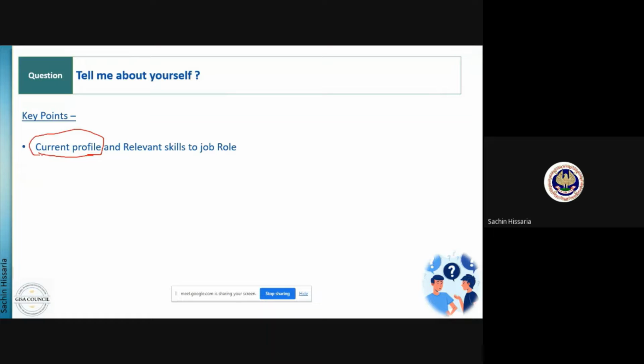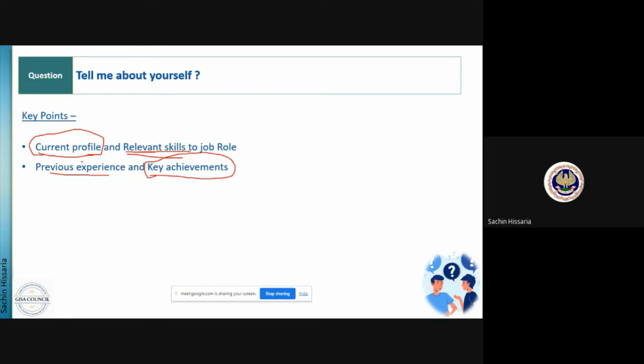That this is my current profile. I will also share my own introduction, that if I am appearing for an interview, how I would introduce myself. So we'll include the current profile. What are the relevant skills that you have for the job role that you are applying for? We need to highlight those relevant skills. And then we need to talk about the previous experience and the key achievements from that past experience. These are some of the pointers that need to be included in your introduction.